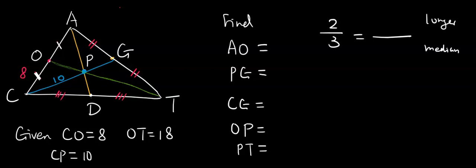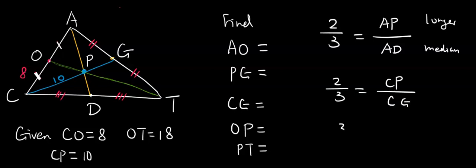Let's look at yellow. The longer one is AP, and the whole median is AD. Let's look at blue. The longer one is CP, and the whole median is CG. Let's look at the green one. The longer one is TP, and the whole median is TO. So that's 2 to 3.